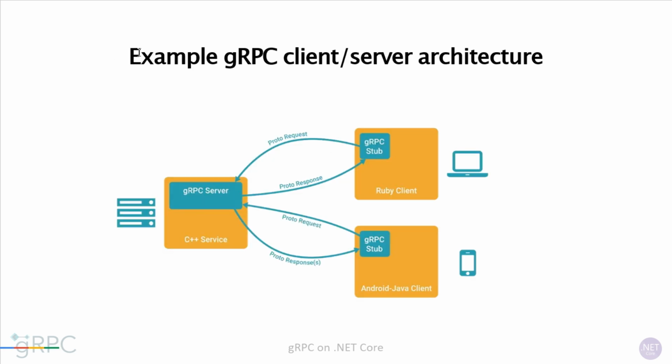So here is an example of a gRPC client-server architecture where you can see that there is a gRPC server and multiple gRPC stubs or clients, and there is a service on the server which is developed in C++, and on the client side we have a Ruby client and a Java Android client. As you can see, these two clients are developed in different programming languages because it is a language independent framework.